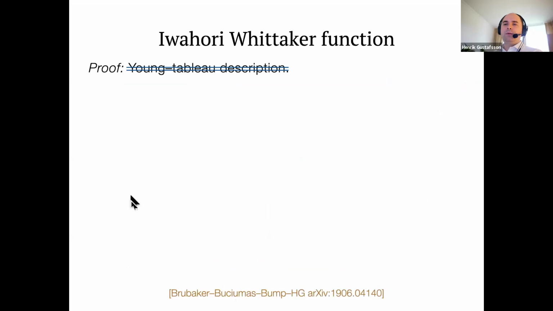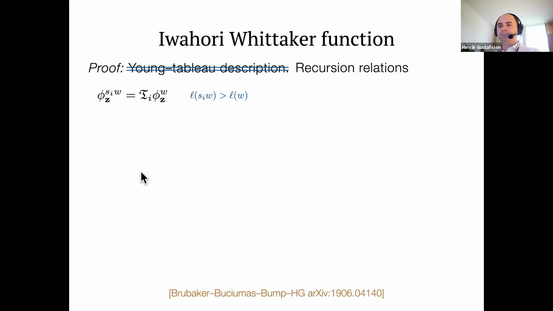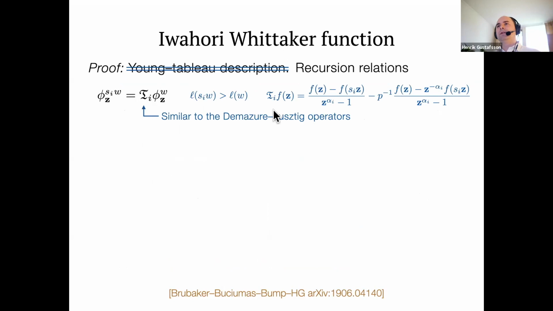Now, the proof, instead of going via the combinatorial description, we use the fact that the Whittaker function satisfies a certain recursion relation with respect to this Weyl word w here, like this. So here T is an operator similar to the Demazure-Lusztig operators and looks like this. The details are not important. And we show that these recursion relations are equivalent to the so-called Yang-Baxter equation for the lattice model. And this is a tool coming from statistical mechanics with connection to quantum groups. So here's where the quantum group comes into the picture.